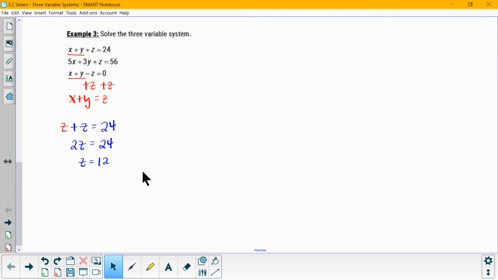Now I want to solve for another variable. So say, for instance, I want to solve for y. That means I want to get one equation completely in terms of y. So what I'm going to do is first take my original first equation and plug in my new z value. So I get x plus y plus 12 equals 24. So then I'm going to get x plus y equals 12 when I subtract 12 from both sides.